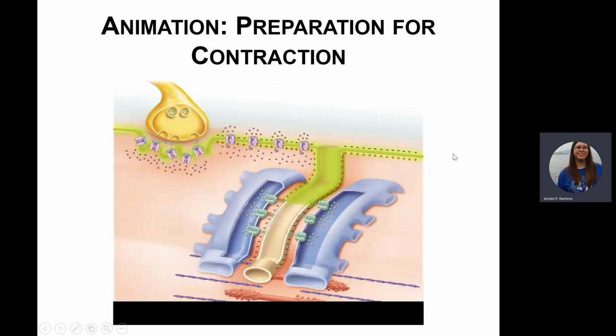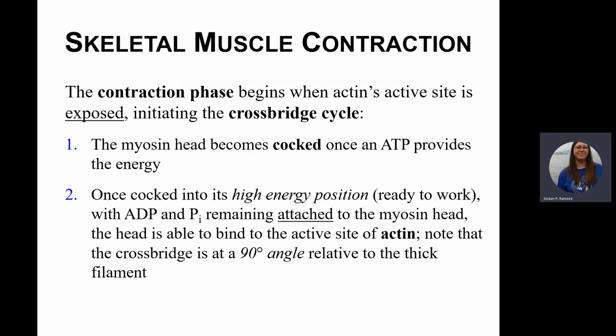So here's another little animation, just preparation for contractions. Everything I've just told you, only without the cool sound effects. All right, so the contraction phase begins when the actin's active site is exposed, initiating the cross-bridge cycle. So the myosin head becomes cocked once ATP provides the energy. Once cocked into its high energy position, or ready to work position, with ADP and P remaining attached to the myosin head, the head is able to bind to the active site of actin. So note that the cross bridge is at a 90-degree angle relative to the thick filament.